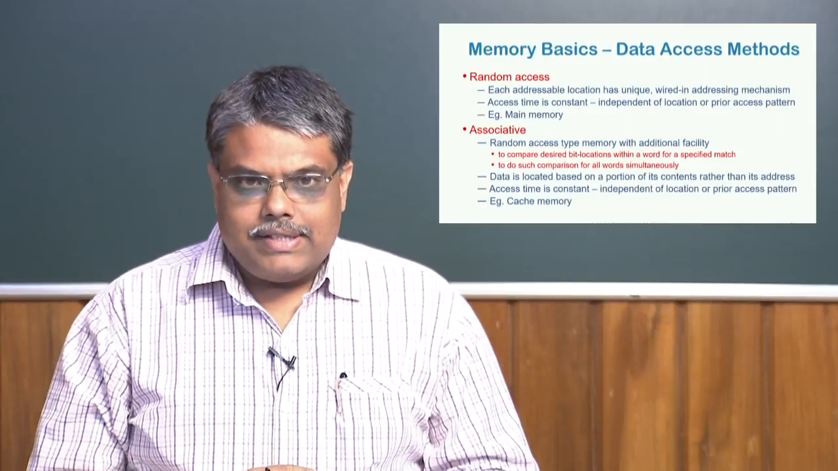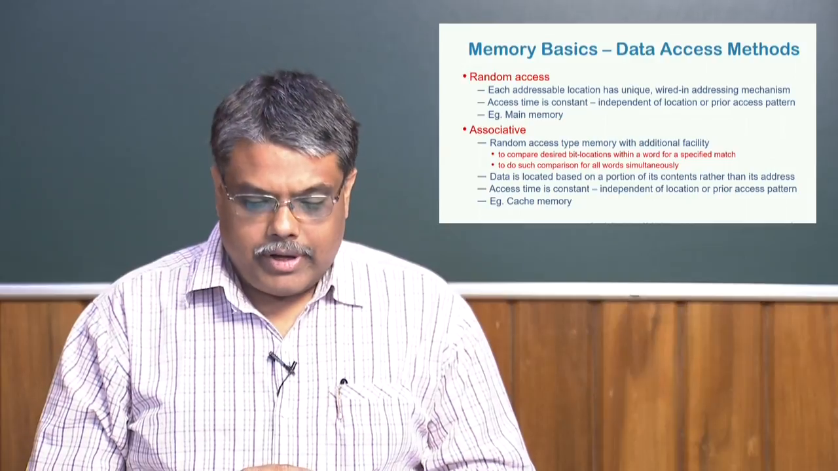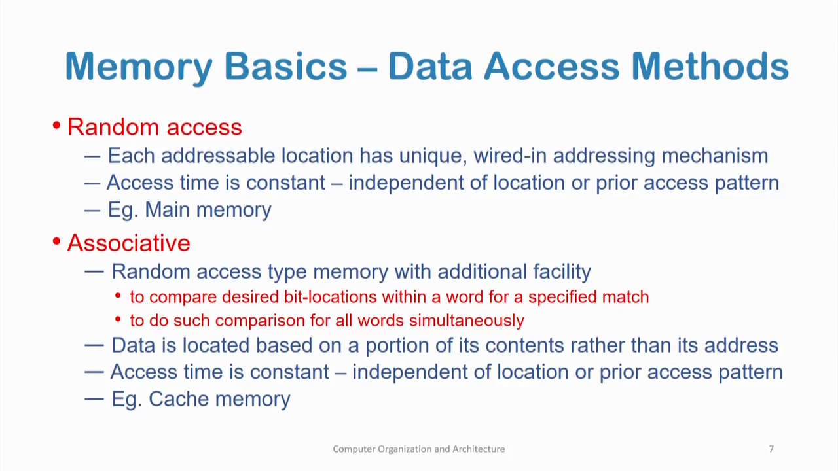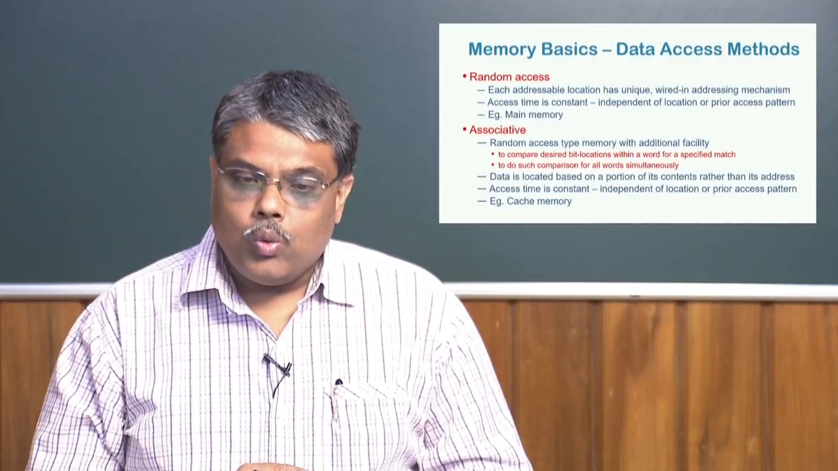The third access type is random access type of memory. In random access memories, each addressable location has a unique wired-in addressing mechanism, and the access time is constant, independent of the location or prior access pattern. Therefore, it is different from sequential access and direct access type of memories, in which the access time was dependent on the current position of the read-write head. So, here the time to access a given byte is independent of which byte I am addressing and which location I have currently accessed.